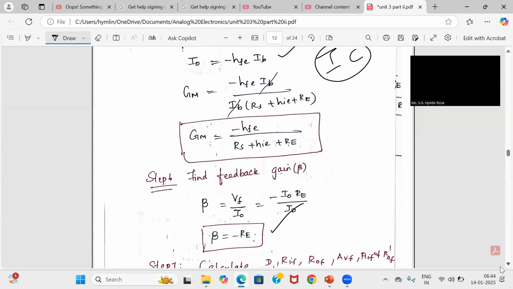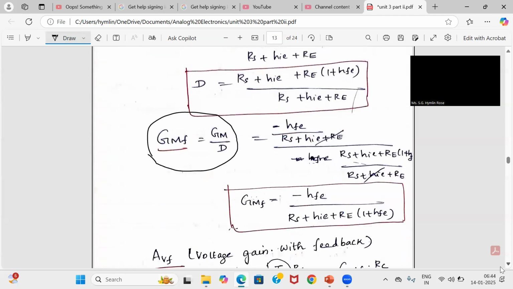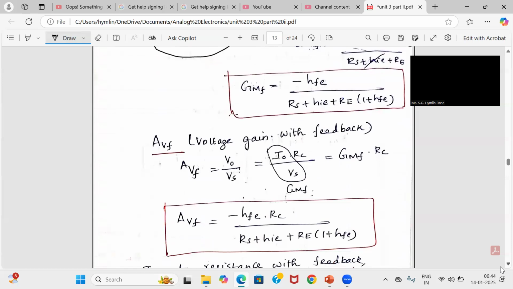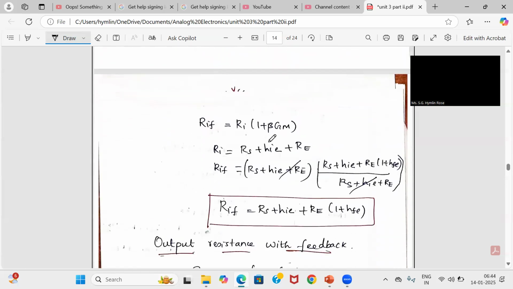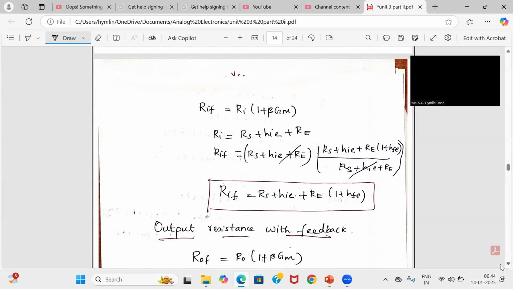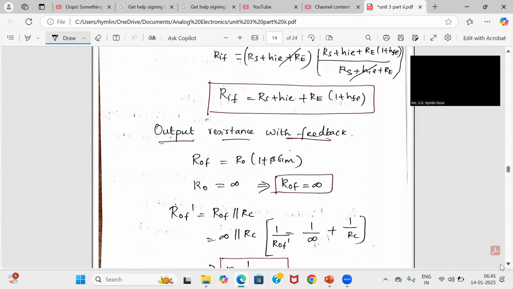So you have to substitute over this equation. Now we have calculated that value also, and 1 plus beta GM, the D sensitivity, we have calculated. So you have to substitute over this. That is your input resistance with feedback. Next come to the part output resistance with feedback. So R naught F is equal, since it is high, R naught into 1 plus beta GM. Already we know R naught is infinite, so R naught F is going to be infinite.